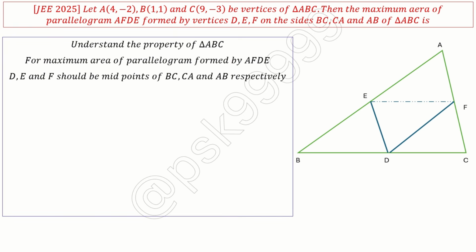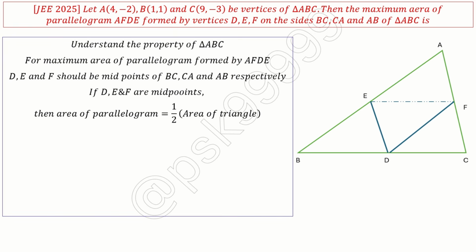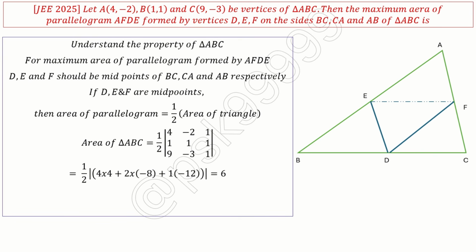So D, E, F are midpoints, so the area of the parallelogram is half of the area of the triangle. And how do you get the area of the triangle where 3 points are given? Very simple, the determinant method will apply. Half into the determinant: 4 comma minus 2 comma 1 is the first point, 1 comma 1 comma 1 is the second point, 9 comma minus 3 comma 1 is the third point. Find the determinant whichever way you like, row wise or column wise. The value is 6.